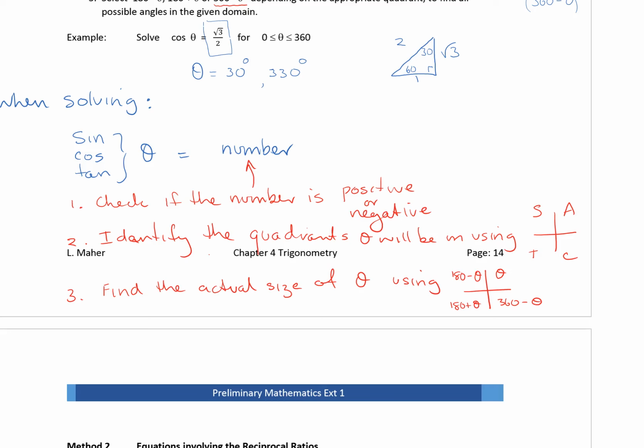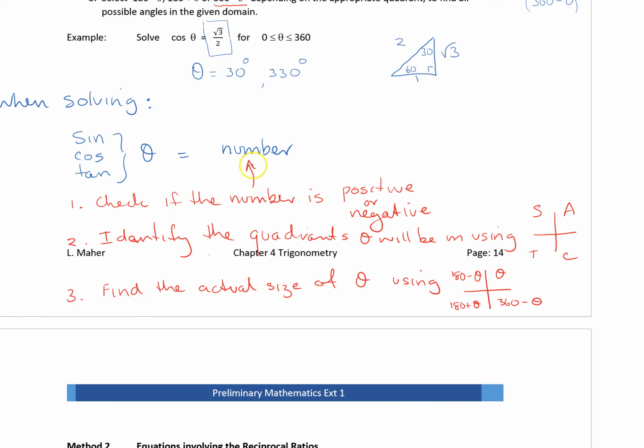Now, just before we go on to method 2, I've written a little summary here. When you are solving sine, cos or tan, so just one of the 3 basic trig ratios of theta is equal to some number. So you've got an equation because you've got an equal sign: a basic trig ratio of an unknown angle, equal to a number.